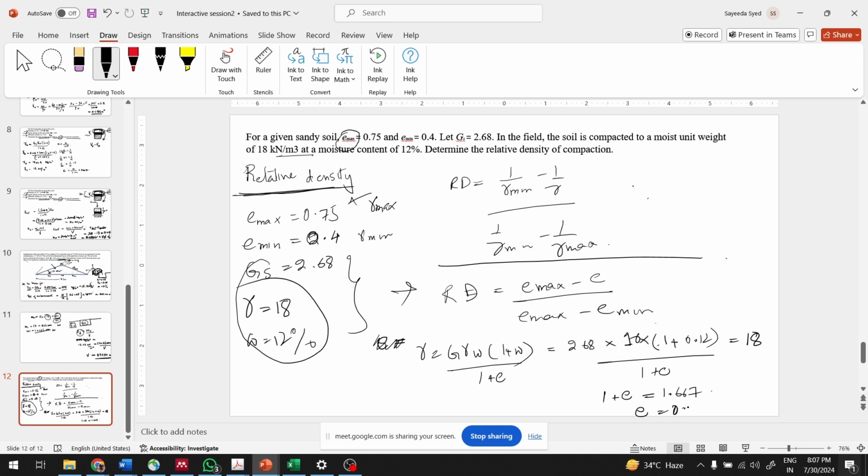E is 0.667. And then our relative density will be E maximum 0.75 minus 0.667 over 0.75 minus E minimum 0.4. And this comes out to be 0.229, 22.9%. Okay, any question in this?